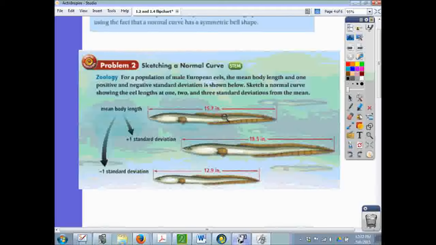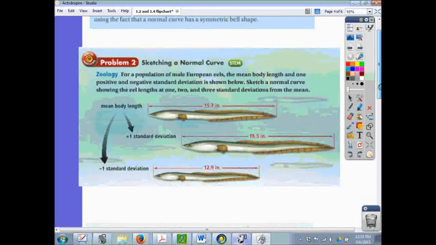Well, actually, let me go back and correct one thing. The height of the normal curve is actually the percentage. Have they told us anything about a percentage here? So the actual height isn't going to be that important. Let me just show you what they're talking about here.